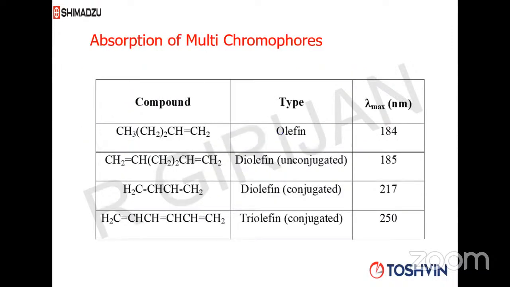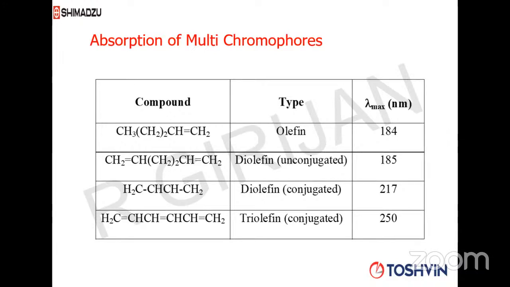And when your sample molecule contains more than one chromophore, what is our inference? Your lambda max will be shifted to longer and longer wavelength. For example, I have shown an example here. I have a diolefin, a molecule containing two double bonds, but they are not in conjugated position. They are unconjugated, and their lambda max is somewhere around 190 nanometer. Now, if the same diolefin has the double bonds in conjugated position, lambda max will go to 270. From 190, it will go to 270.